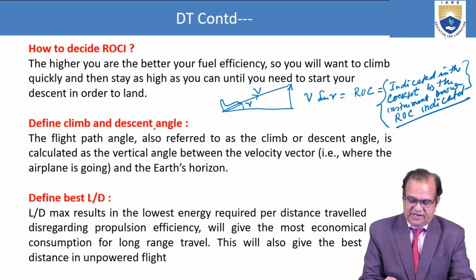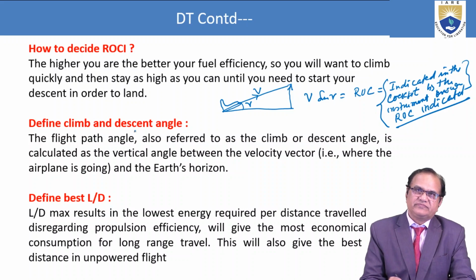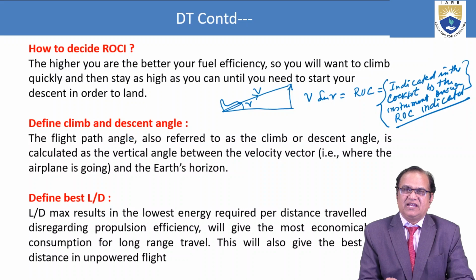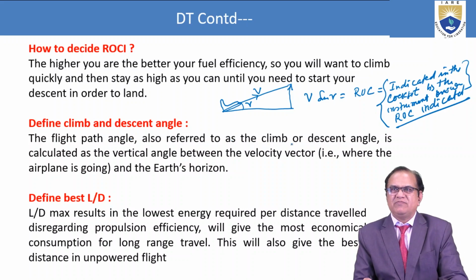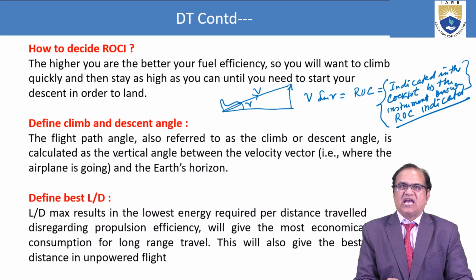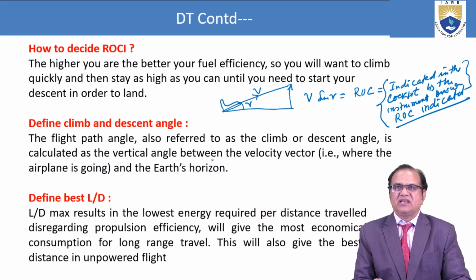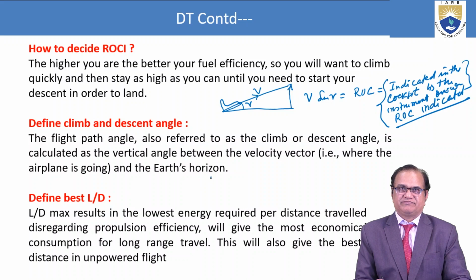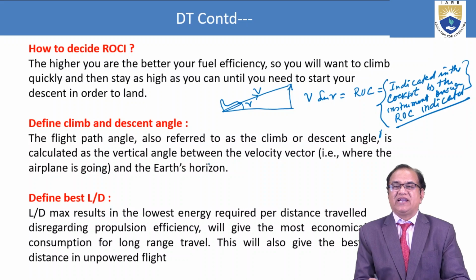Define climb and descent angle. The flight path angle, also referred to as the climb or the descent angle, is calculated as the vertical angle between the velocity vector, that is where the airplane is going, and the earth horizon.